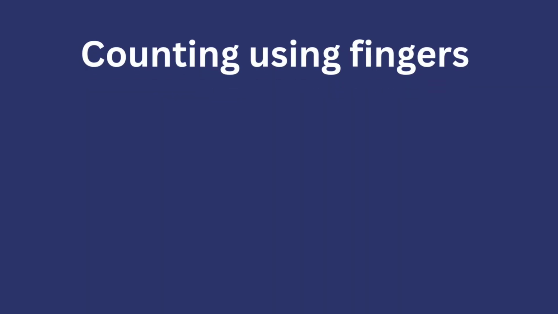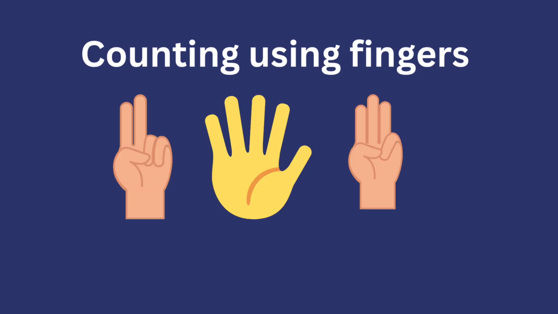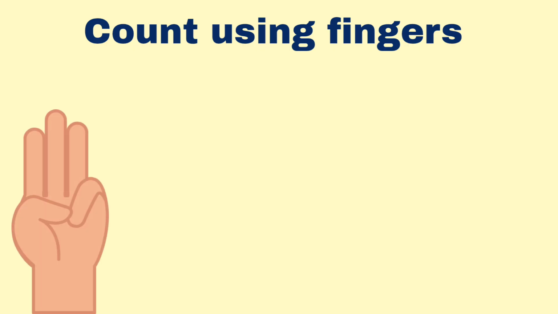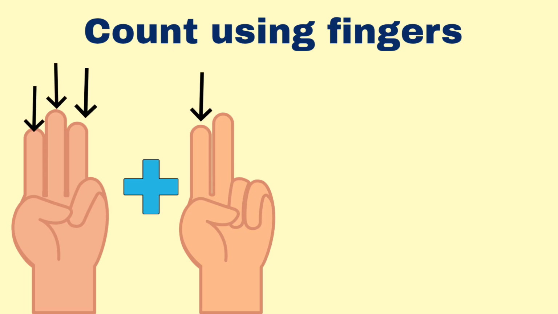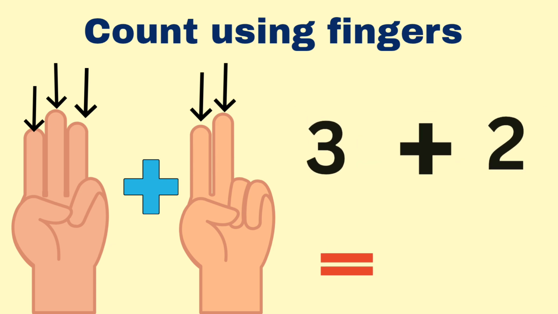Now we will learn how to do addition using fingers. It's very easy. Are you ready? Let's count using fingers. First, hold up 3 fingers. Now, hold up 2 fingers. Let's put them together and count all the fingers. 1, 2, 3, 4, 5. So, 3 plus 2 equals 5.